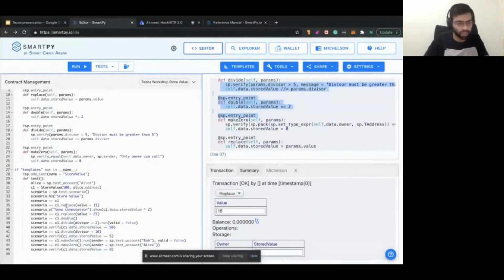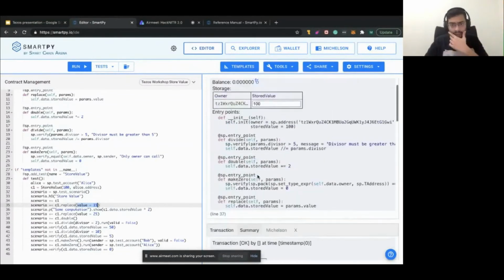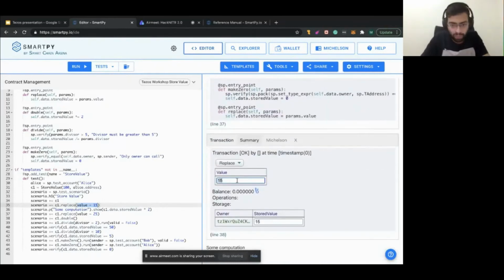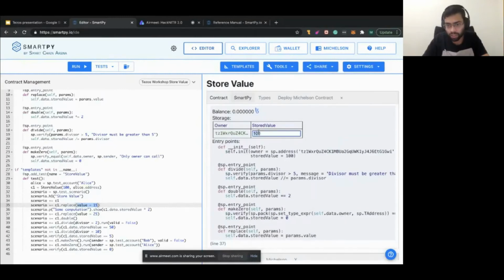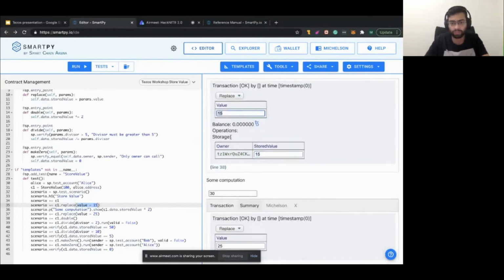Now these are the test cases. So let's look at some test cases, right? The first test case that we called was line 35. You can see this. We did a C1, we called the function replace, and we put in the value 15, right? This is a summary, and this is what happened. What we passed was value 15, and you see after this was executed, the storage of the contract changed. Initially, the storage was 100 as soon as we deployed the contract. The storage then became 15 because we replaced the value by 15, right?